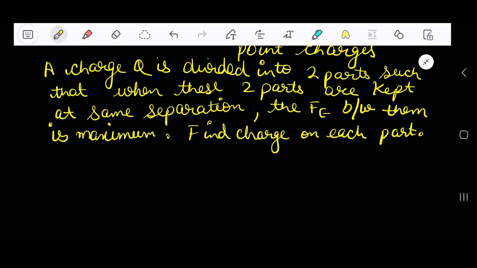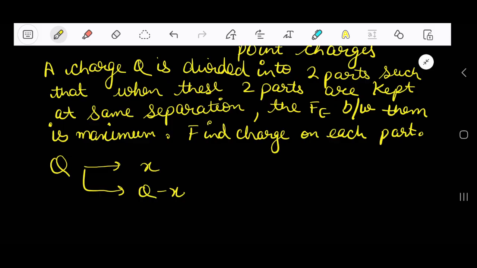Now let's solve a question. The question says a charge q is divided into two parts such that when these two parts are kept at the same separation, the electrostatic force between them is maximum. So there was a charge q and it is divided into two parts. Let us say that charge q is divided into x and q minus x.